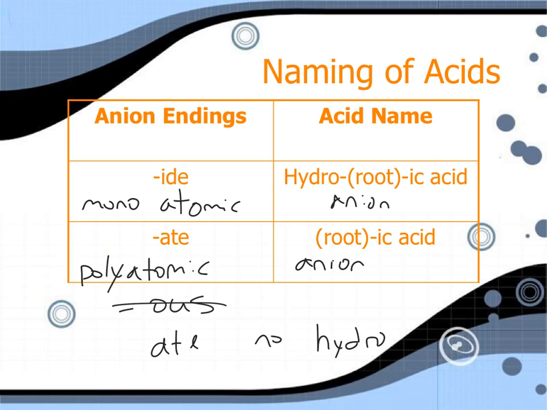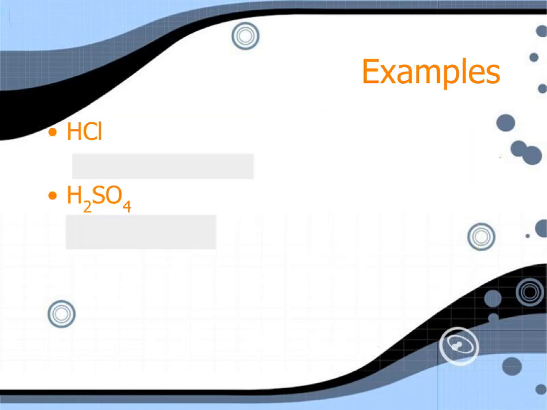Now there are a few IDE endings that are on the back of the periodic table, but not many. Most of them are ATE endings, and of the 8 common polyatomic ions, 6 of the 8 end in ITE or ATE. Here's a couple of examples from our notes, and I've blocked out the answers so that we can't see them, but we'll work on them together.